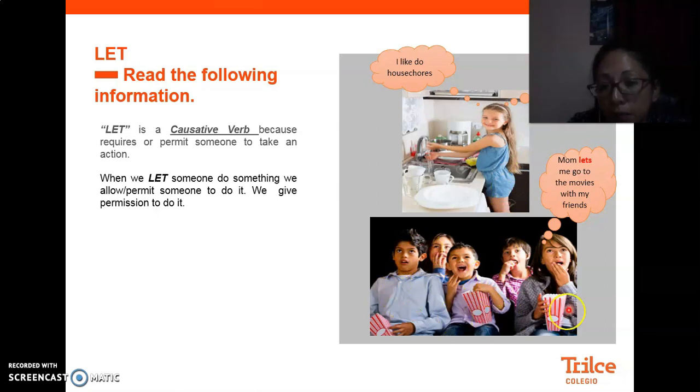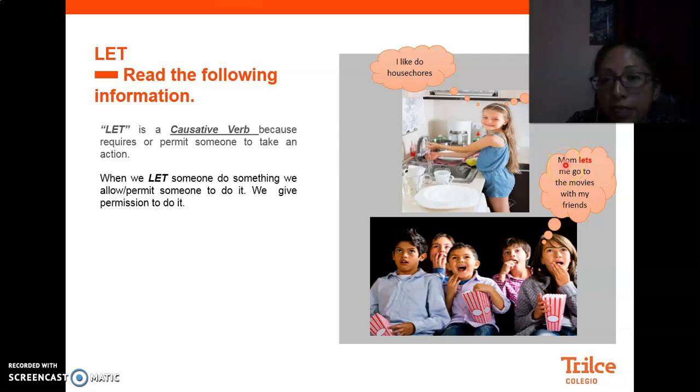Look at this picture now. These children are watching a movie. They are enjoying it. But they are very young to go alone to the movies or to the cinema. But their parents allow them, permit them, or give permission to go to the cinema by themselves.